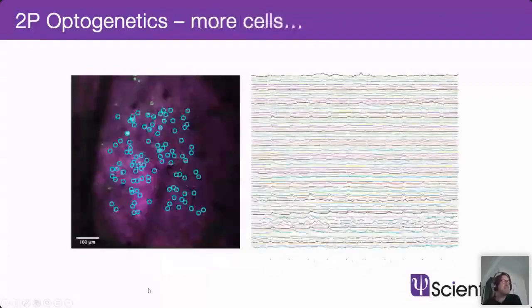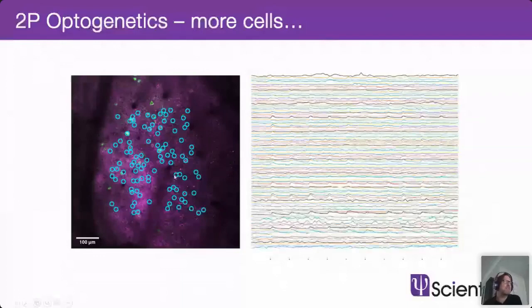We can also do this easily in 100 cells. And here you see that there are a few cells that are quite bright already, but the majority of the calcium indicator expressing cells are dim until they become active.